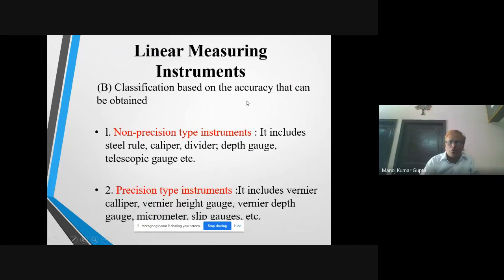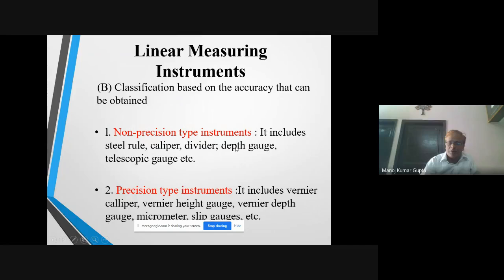So, linear measuring instruments, classification based on accuracy: non-precision instruments. The steel rule which we are using is a non-precision type instrument. The rule available in the workshop is made of steel. But in engineering drawing and graphics, we use a different material for the scale. Caliper is there, divider is there. We can measure distance with the help of a divider, or we can divide an arc into an equal number of parts with the help of a divider.